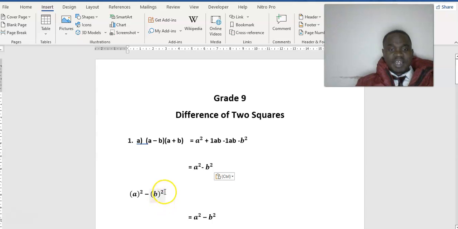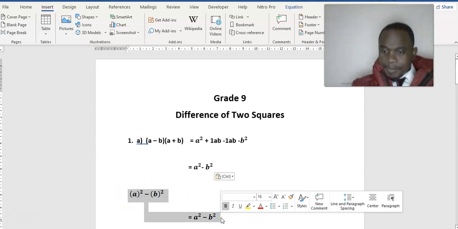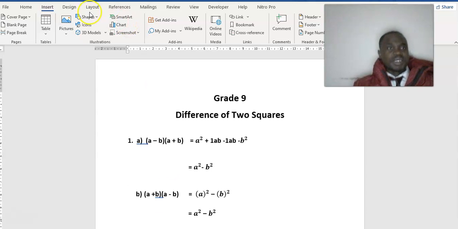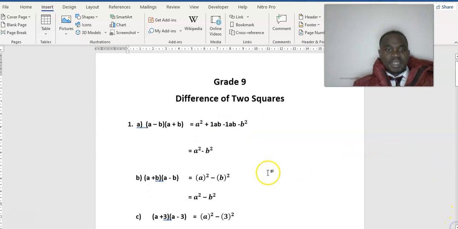We are going to do another example. We'll not go through all this long expansion. We'll write it using the shortest method, which is the difference of two squares. Now, it doesn't matter where the plus is. You see that in this one the minus was here and the plus is here, and in this one the plus is here and the minus is here. It's the same thing.